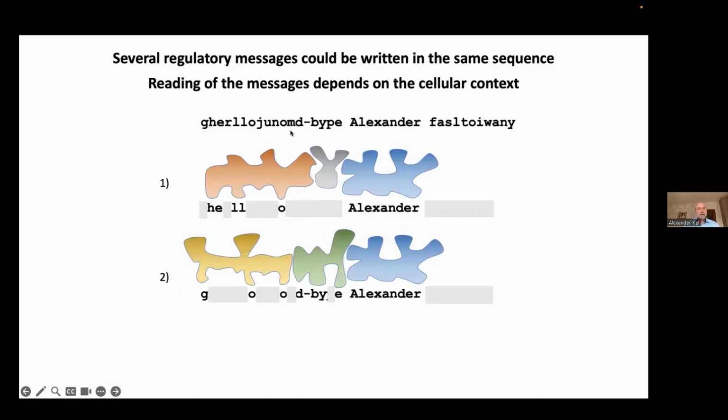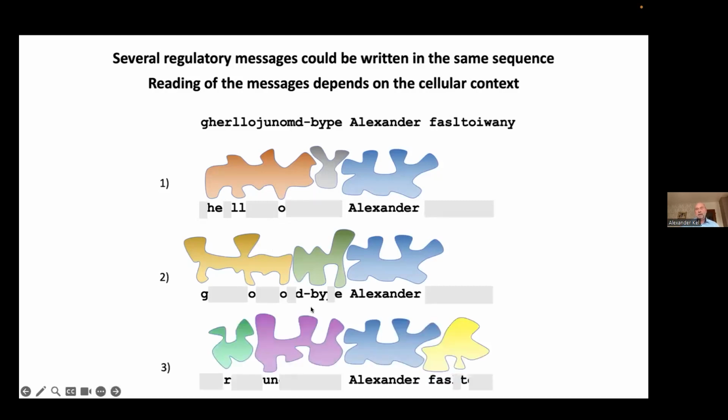Completely different things, like in our example, when RUNX can either activate the cancer or inhibit it. Depending on the context, you can read the same message either positively or you can read something completely else, like run Alexander fast, and you see that some letters are reused, but the combination of that, the chord which is played in that symphony, is different.